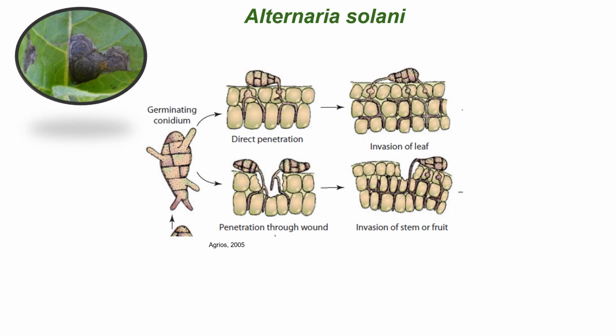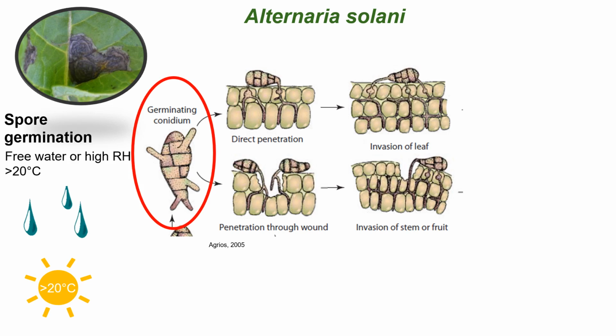Now let's look at the two pathogens separately. Alternaria solani, you'll remember I said, is an aggressive pathogen. It does not require a wound for penetration. So the germinating spore or conidium can penetrate the plant directly and invade the leaves in this way. It can, of course, also penetrate through wounds, through natural openings on the stems, etc. For Alternaria solani spores to germinate, they require free water or a very high relative humidity and temperatures above 20 degrees C.